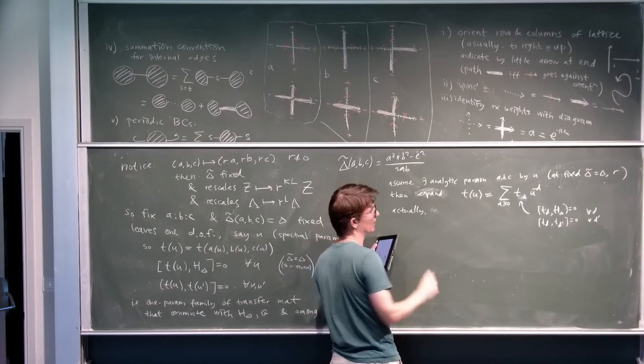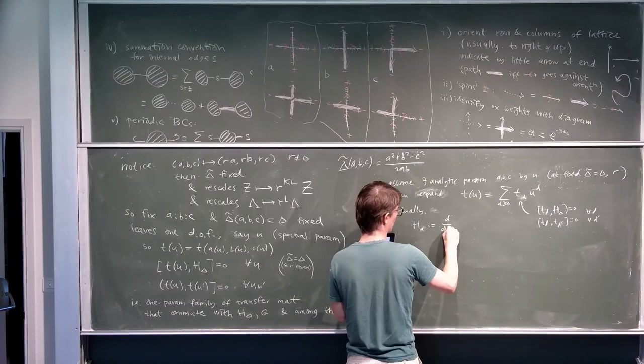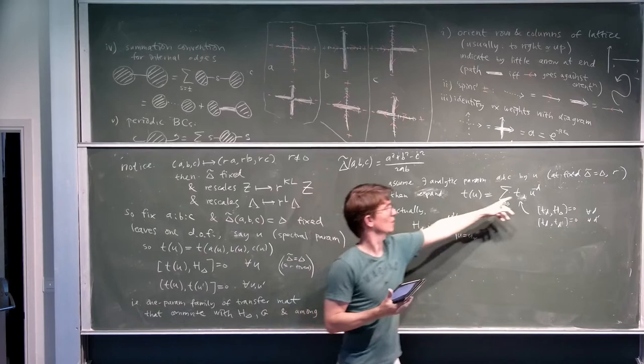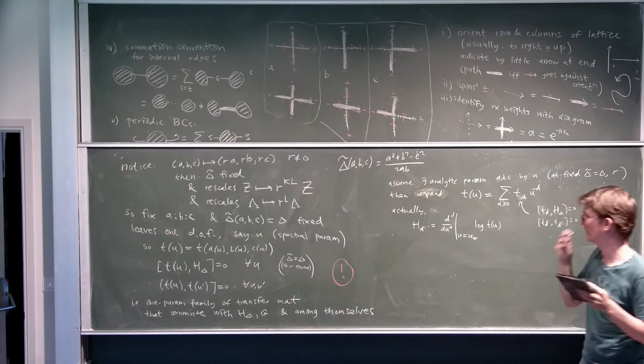So what you can do is you can define h_d to be the d-th derivative at some fixed point u star. Here I expand it at infinity or zero or something like this, but actually I can expand at whatever point I want. And then I want to expand the logarithm of the transfer matrix. It's better for locality properties. Operators that you get out of this are a bit more local.